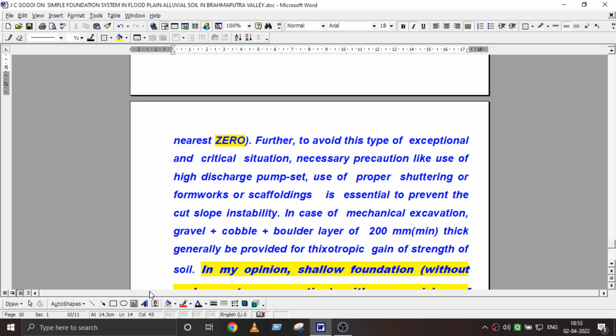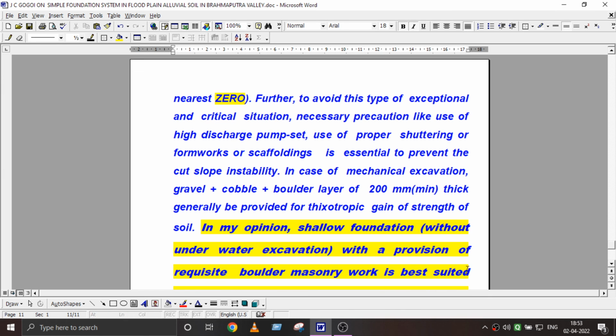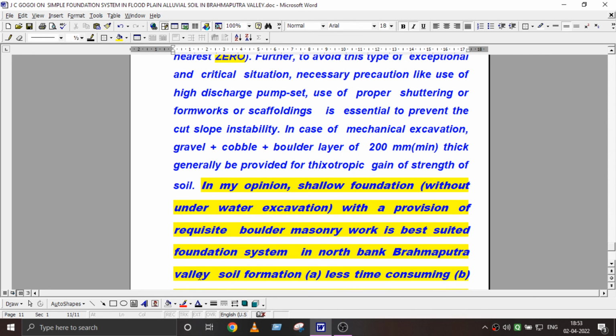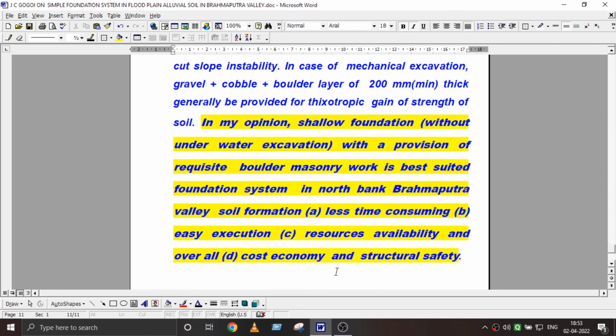In my opinion, a shallow foundation without underwater excavation, with a provision of requisite boulder masonry works, is the best suited foundation system in the north bank of Brahmaputra Valley soil formation, which is less time consuming, easy in execution, with resources availability, and overall cost economy and structural safety.